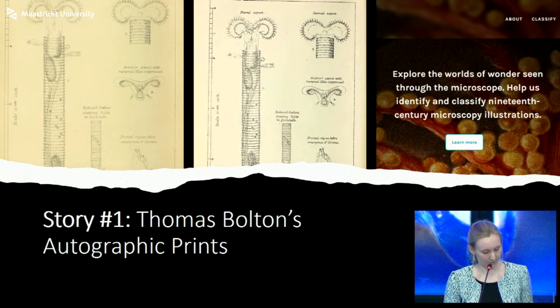So I would say that the circulation of copied illustrations was not just a side effect of cheap printing technologies, but it was really an integral part of microscopists' observational practice. And commercial specimen dealers like Bolton played a very significant role in making those illustrations available.